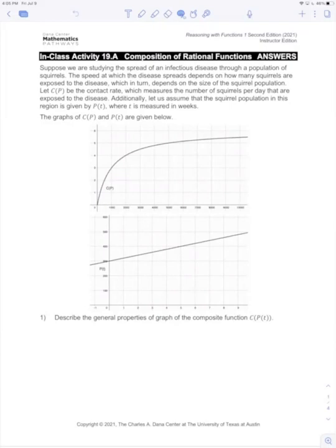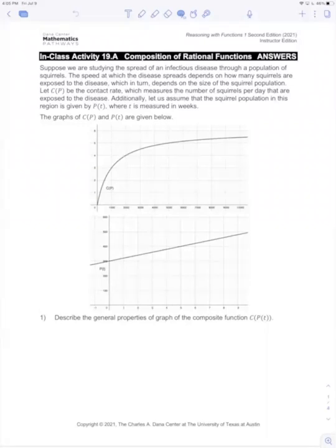In class activity 19A, suppose we're studying the spread of an infectious disease through a population of squirrels. The speed at which the disease spreads depends on how many squirrels are exposed to the disease, which in turn depends on the size of the squirrel population. Let C of P be the contact rate, which measures the number of squirrels per day that are exposed to the disease. Additionally, let us assume that the squirrel population in this region is given by P of T, where T is measured in weeks. The graphs of C of P and P of T are shown below.